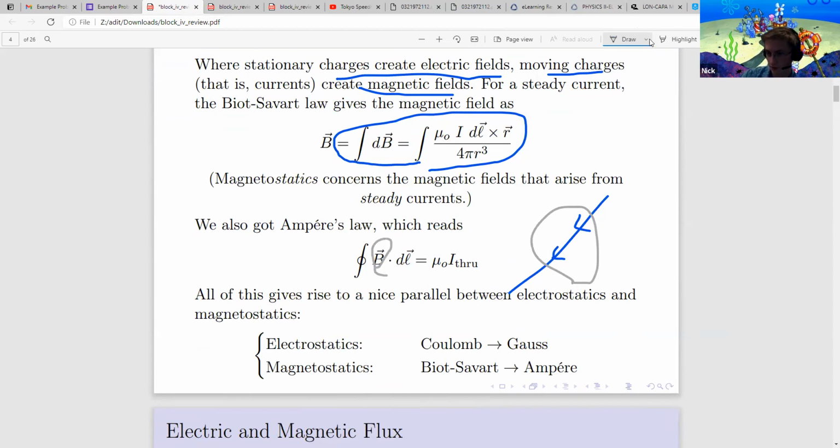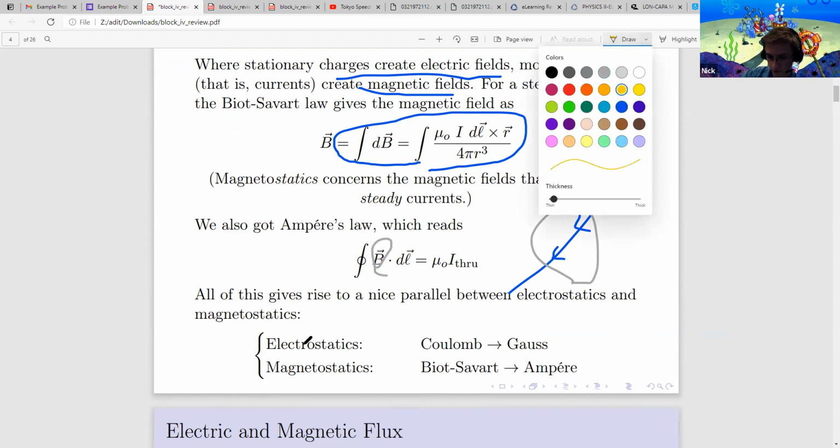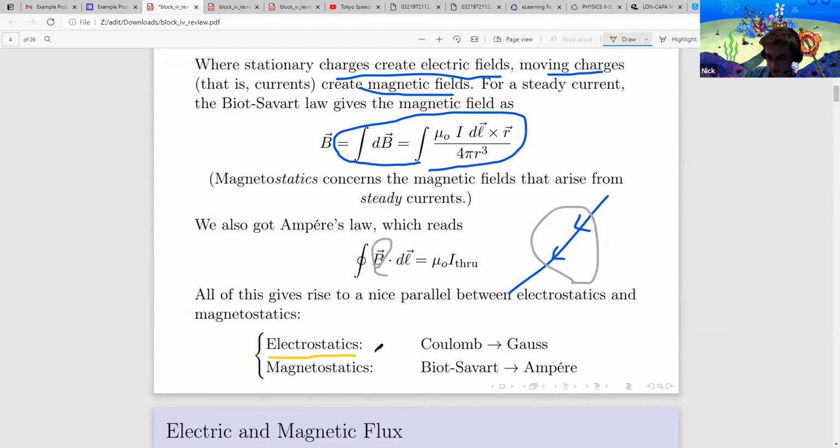So here's our nice parallel that we sort of made so far. In electrostatics, we had stationary charges, which we can use Coulomb's law to figure out what that electric field is, and then that gave us Gauss's law. With magnetostatics, we had moving charges, or steady currents. That was the Biot-Savart law, which gave us the magnetic fields, and then we can derive from that Ampere's law.